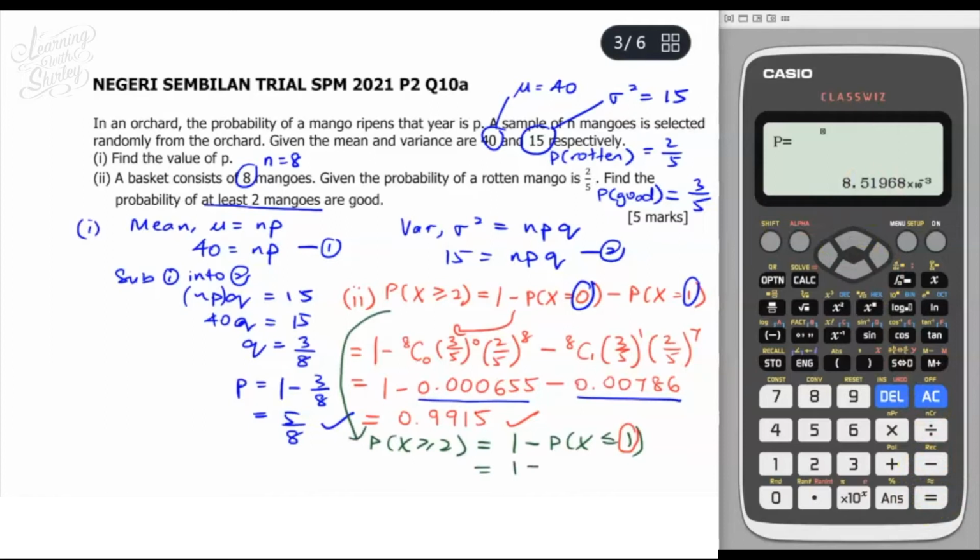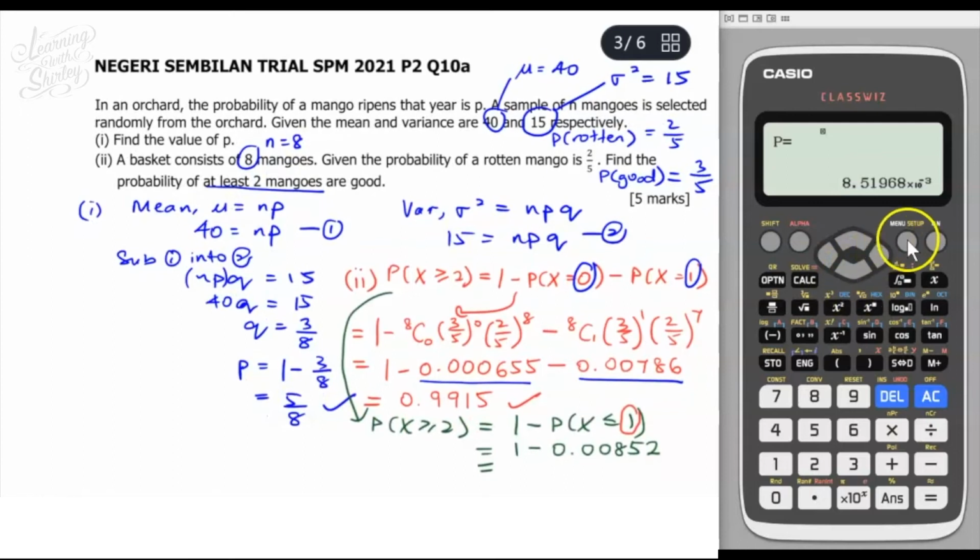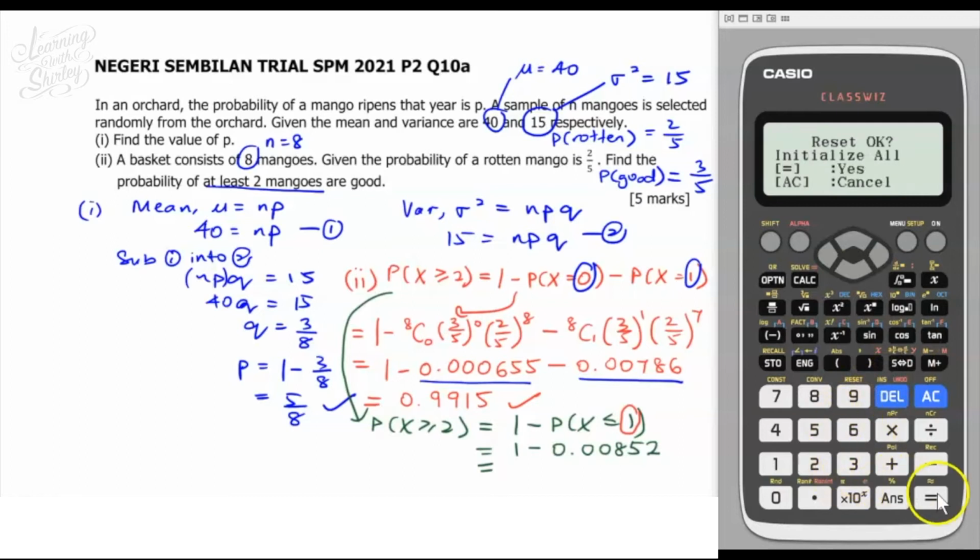So 1 minus 0.123, the third one, you're going to write down the number, okay? 5, 2, okay, you round up. So let's press the calculator. What is this answer? Okay, so now your calculator, you have to go back to the normal function. You press shift and then reset and then initialize all, then press yes, then AC, okay? So 1 minus 0.00852. So equals, so you get 0.9915.